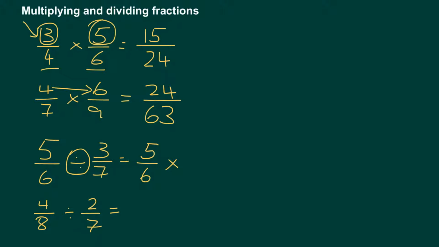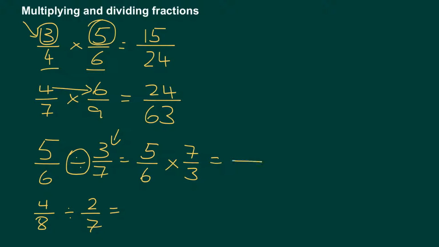Now that we have changed the sign to a multiplication, what we need to do is we need to flip this second fraction over. So it's 3 over 7 at the moment, so that becomes 7 over 3. So we just replace the denominator with the numerator and vice versa. And now it has become a simple multiplication fraction. So it's 5 over 6 times by 7 over 3.